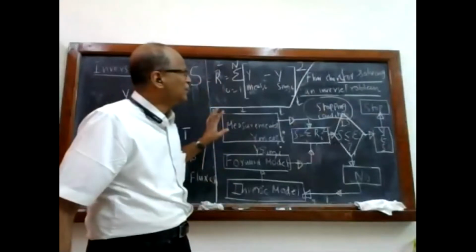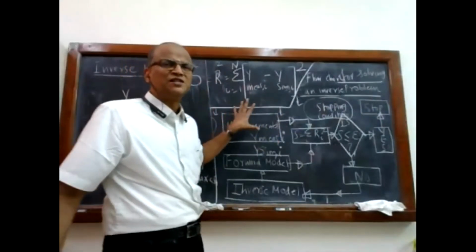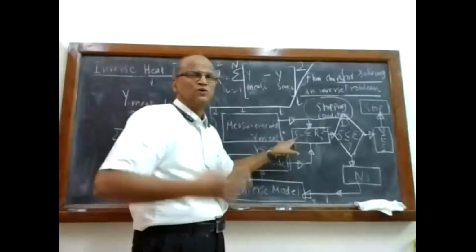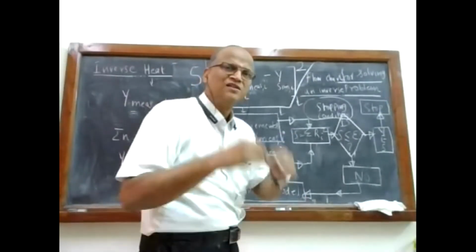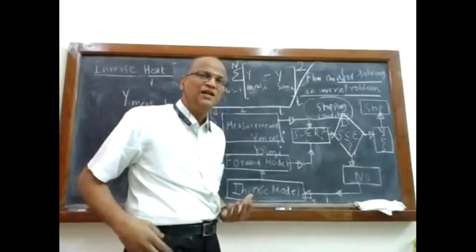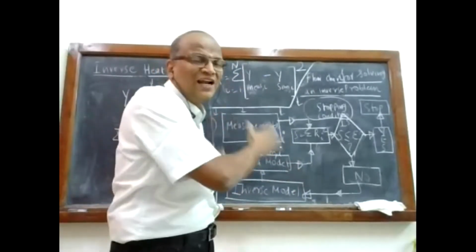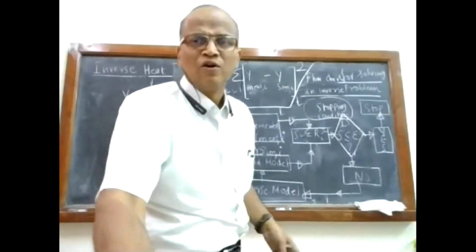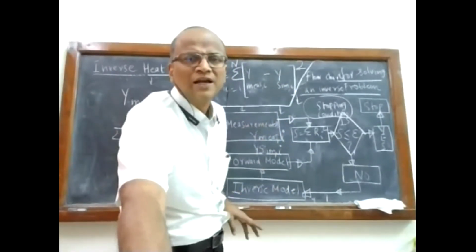Instead of this route, can you directly pose this as a minimization problem and take dou S by dou K equal to 0, dou S by dou emissivity equal to 0, and solve it analytically? Yes. This is how they tried initially, and they miserably failed. Because for non-linear problems, yeah, please.